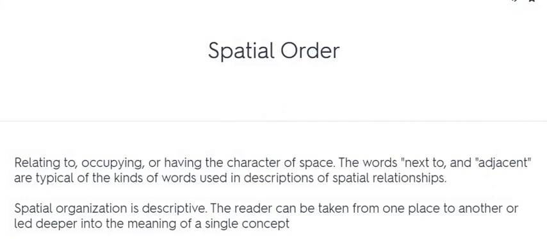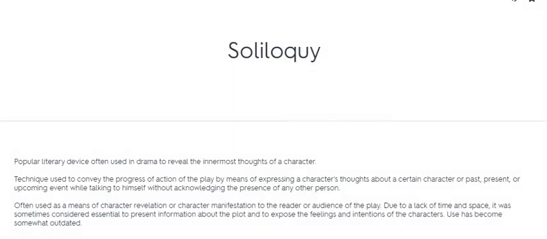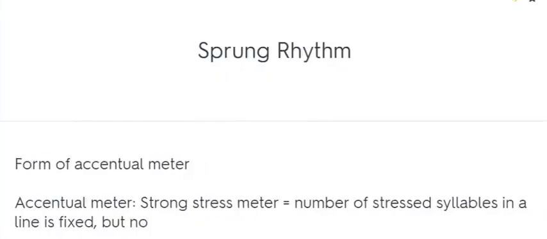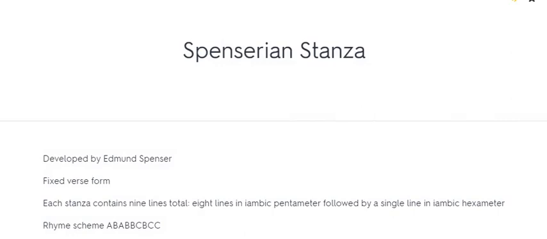Spatial order. Soliloquy. Sestet. A stanza or poem of 6 lines. Sprung rhythm. Form of accentual meter, strong stress meter, where the number of stressed syllables in a line is fixed, but the number of unstressed syllables varies. Spenserian stanza. Developed by Edmund Spenser, fixed verse form, each stanza contains 9 lines total, 8 lines in iambic pentameter followed by a single line in iambic hexameter, rhyme scheme ABABBCBCC.